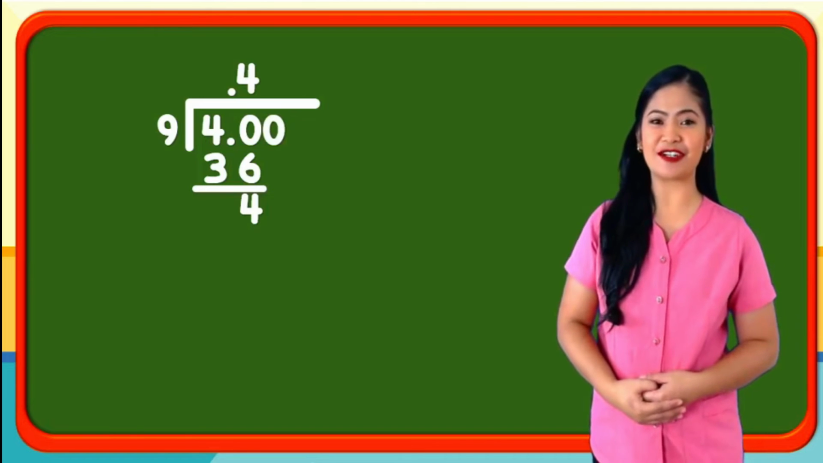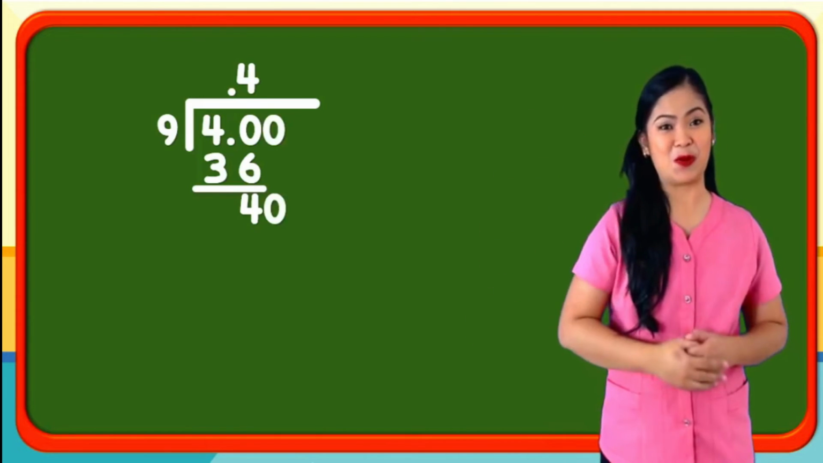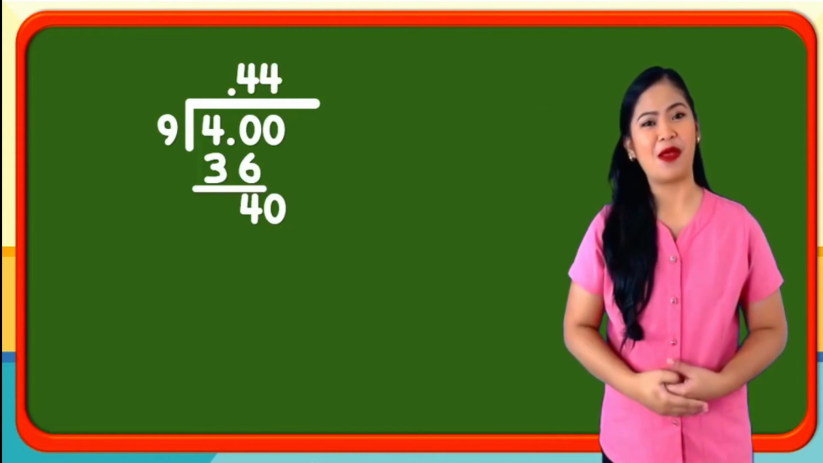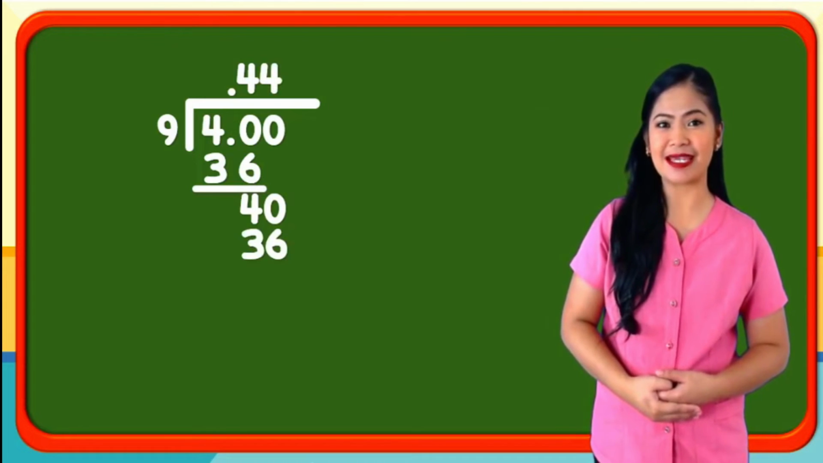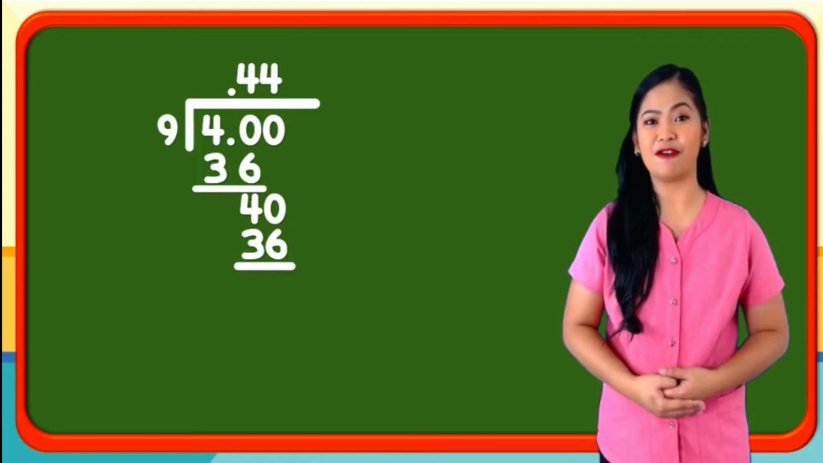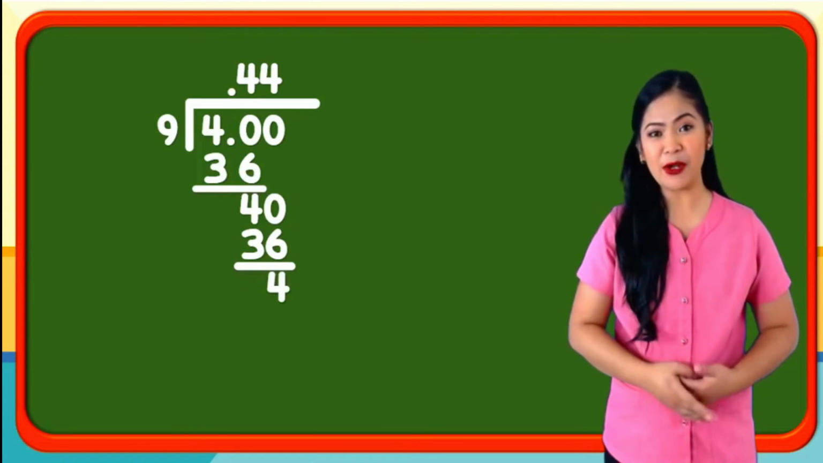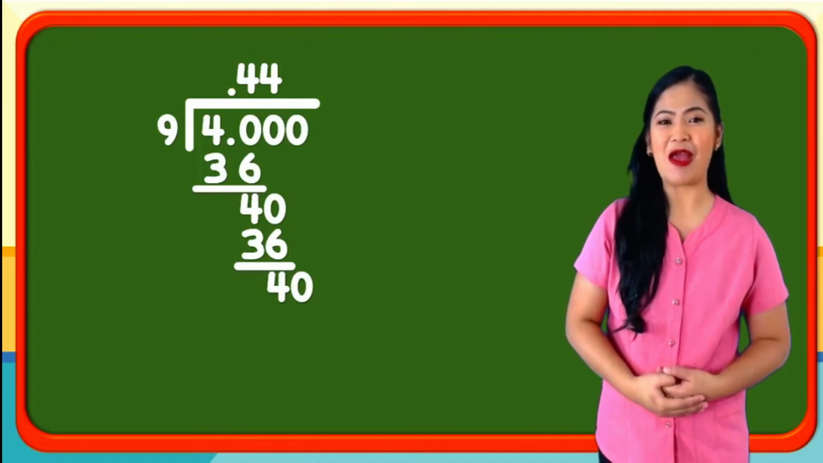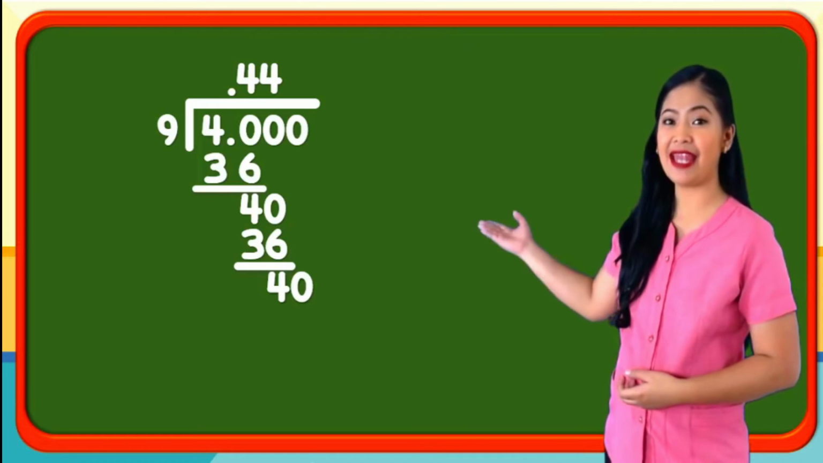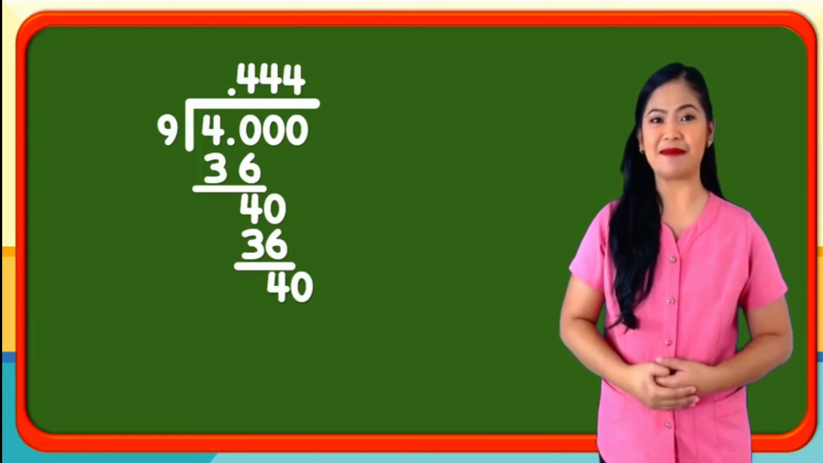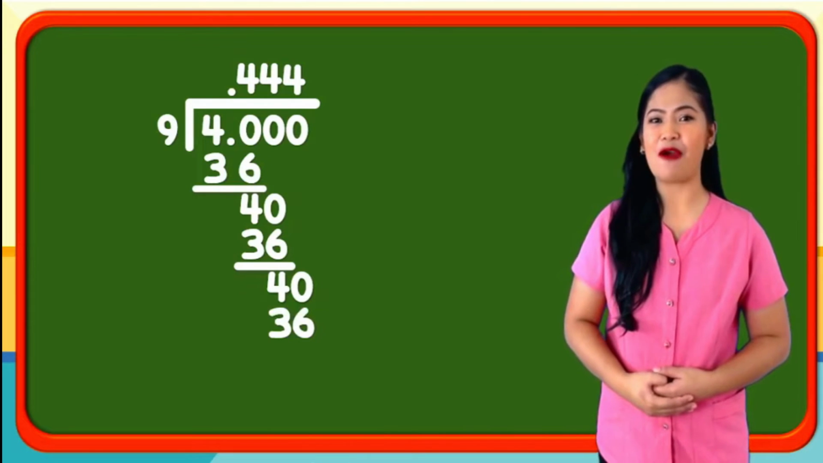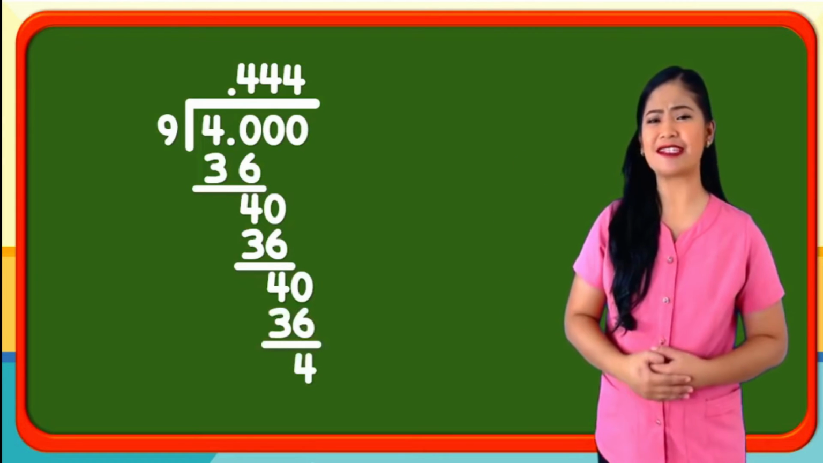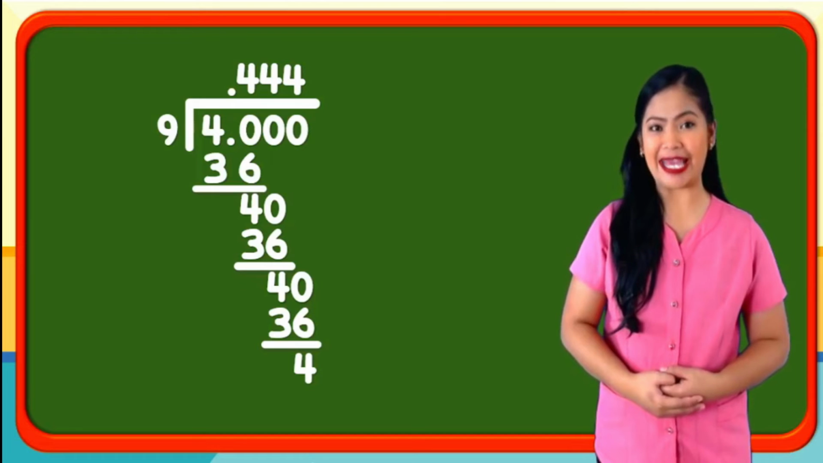Annex or write another 0, then bring down. So now we have 40 again. 40 divided by 9 is 4, and 4 times 9 is 36. 40 minus 36 is 4. Let's annex one more 0 and bring down. Again, we have 40, and 40 divided by 9 is again 4. 4 times 9 is 36, and 40 minus 36 is again 4. And if we annex another 0, it will be 40 again.